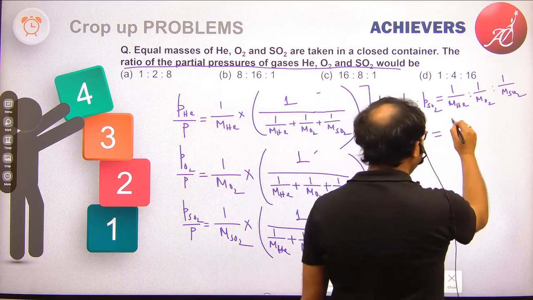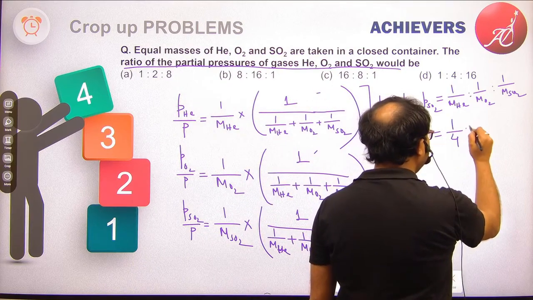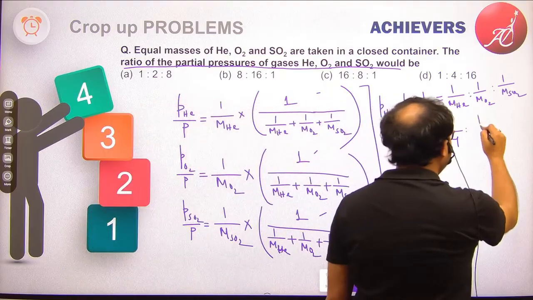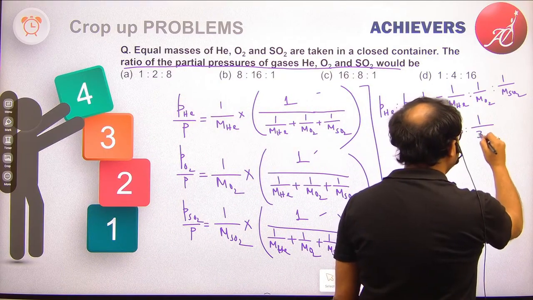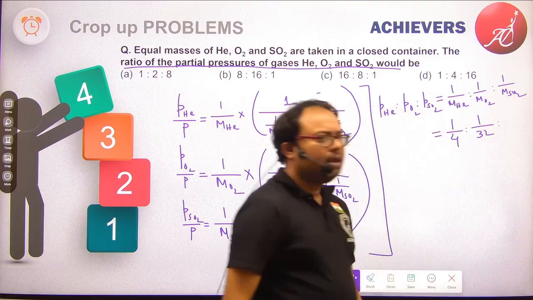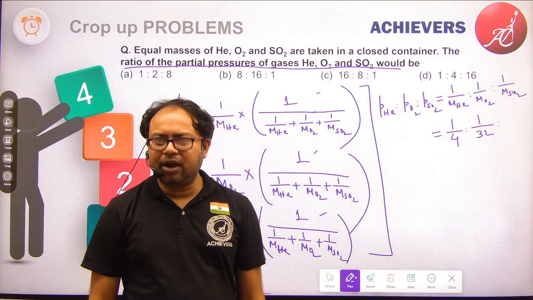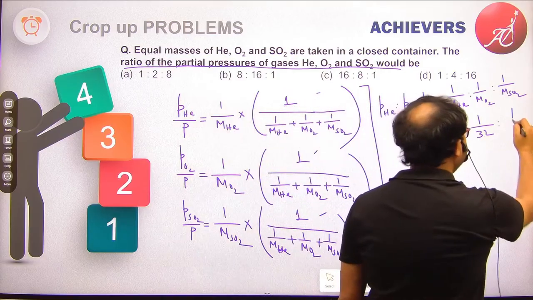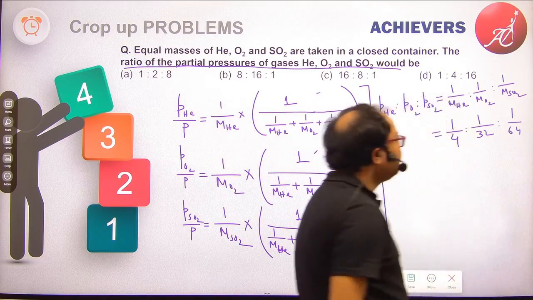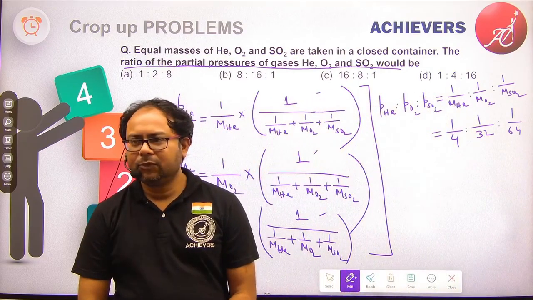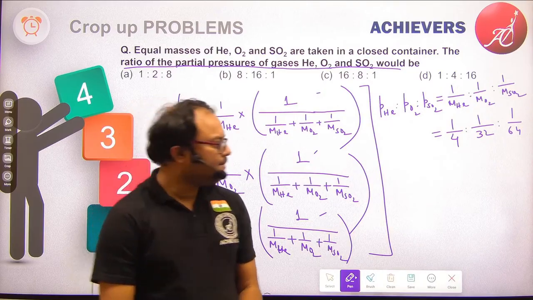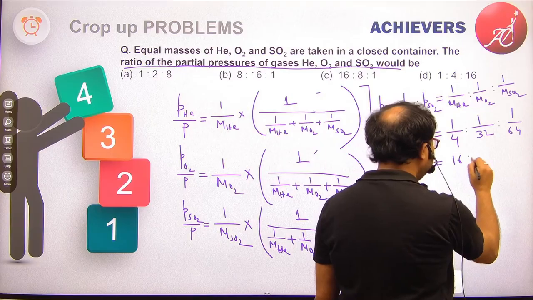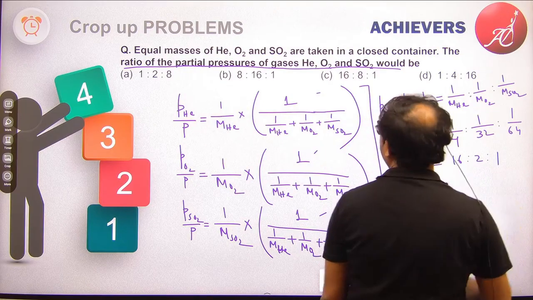What is 1 by molar mass of helium? Molar mass of helium is 4. What is the molar mass of oxygen? It's 32. And what is the molar mass of sulfur dioxide? 64. Now you multiply all the terms by 64, it becomes 16, it becomes 2, it becomes 1.